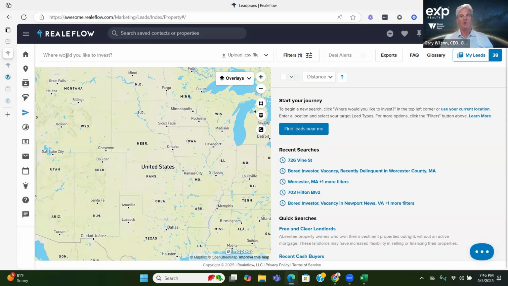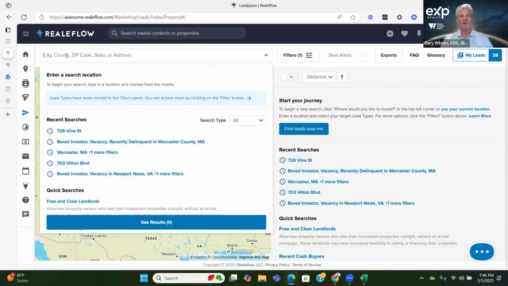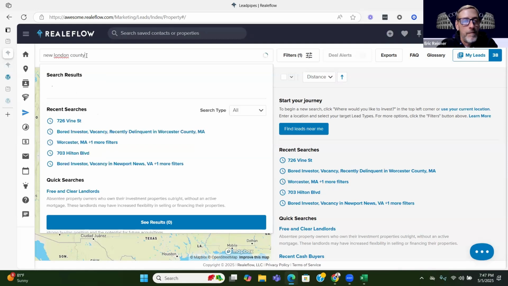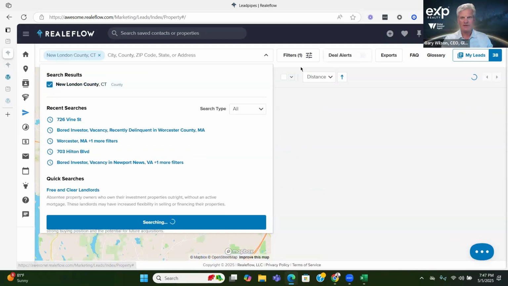So in any case, what I want to do is do a search here. Let's do a hand raise. Who here would like to buy a rental? Like you would love to buy a rental property, duplex, like areas. Okay. Eric, give me a good county where you are. Where I am is New London County. Okay, New London County, Connecticut.